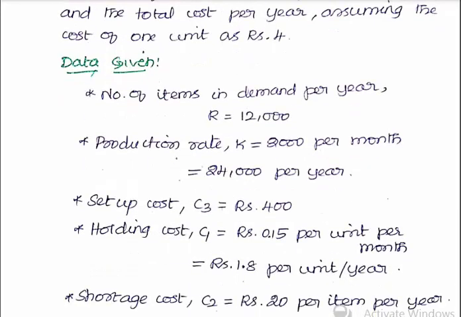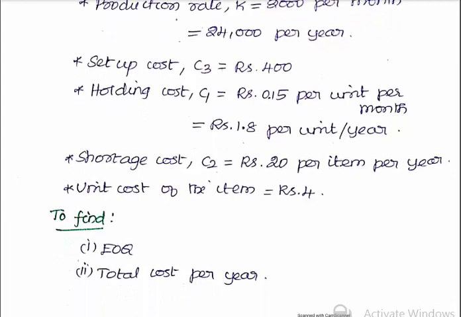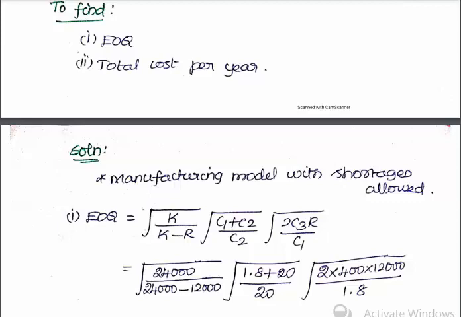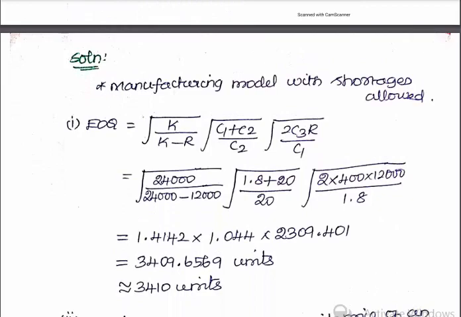Then the shortage cost C2 is rupees 20 per item per year. Unit cost of the item is rupees 4. It is asked to find out the economic order quantity and total cost per year. So for the fourth type of inventory model, the economic order quantity formula is root of K by K minus R into root of C1 plus C2 by C2 into root of 2C3R by C1. Okay, so all the data are available in the problem and we have converted all the data per year. So by calculating, we can get the EOQ value as 3,410 units per order.